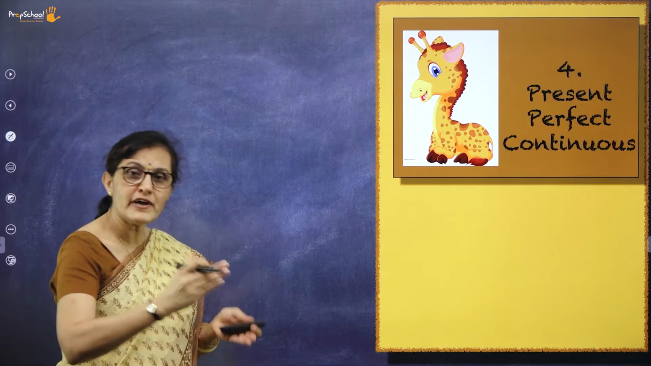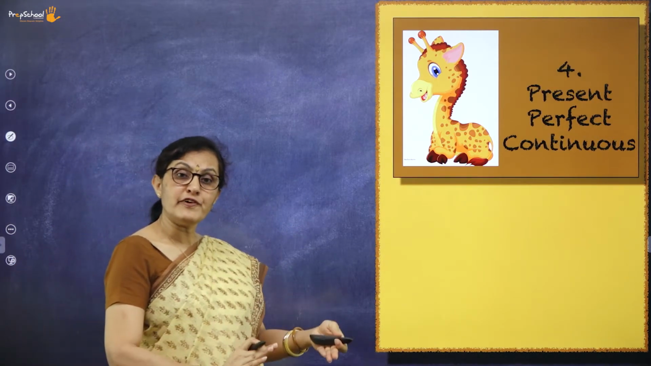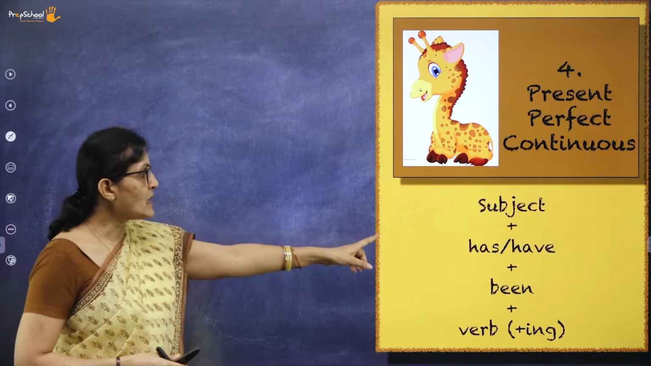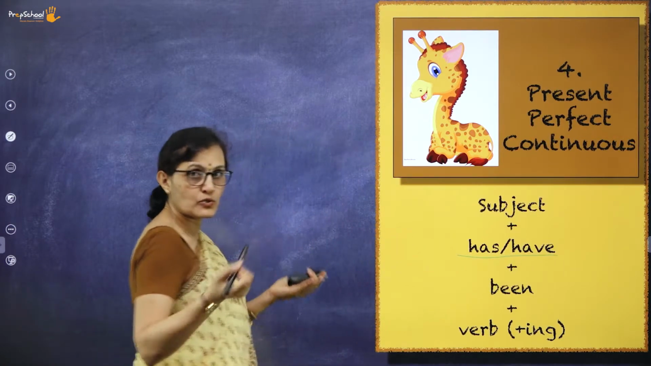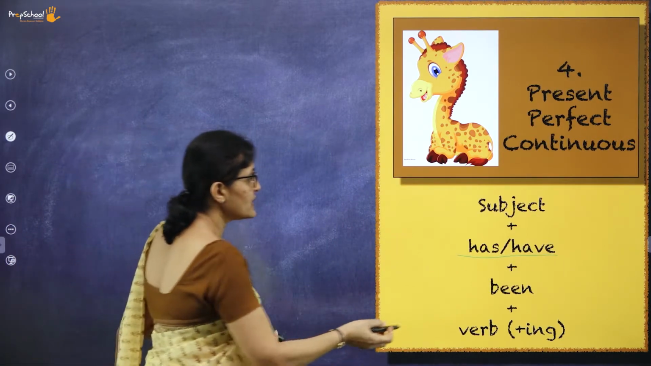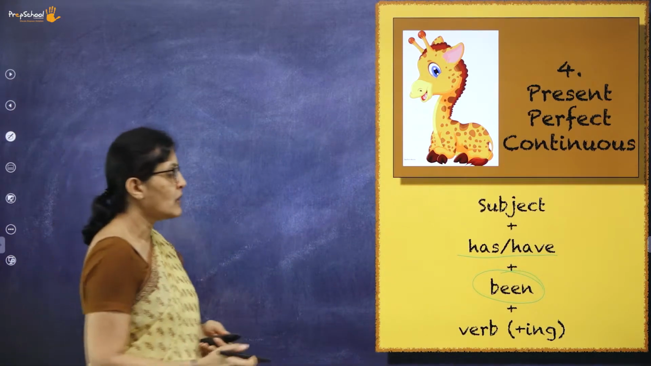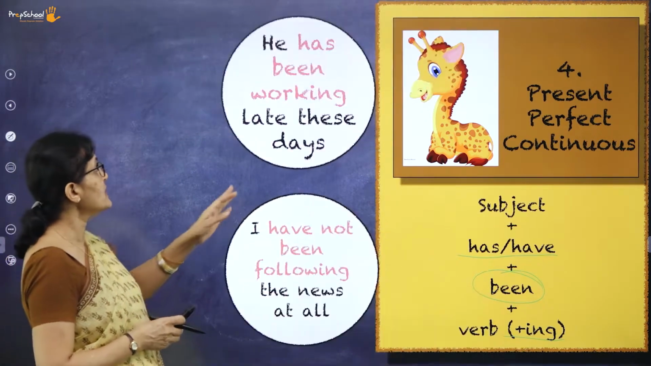Moving forward, the last one is present perfect continuous. It is present. It is perfect also, but it is continuous. So, the subject is followed with has and have as usual, plus you need to add this been, and the verb form here will have an ing also. So what is the example for this?